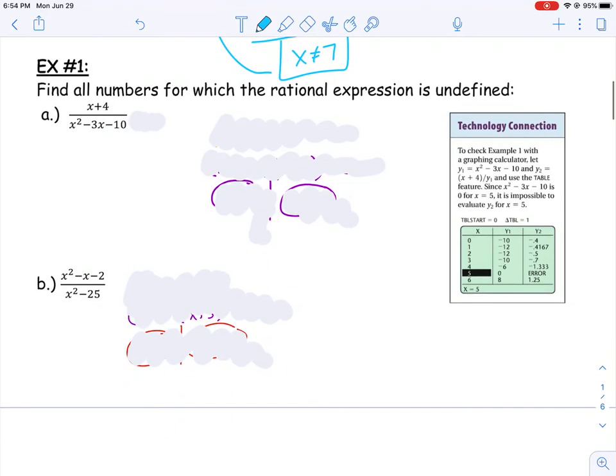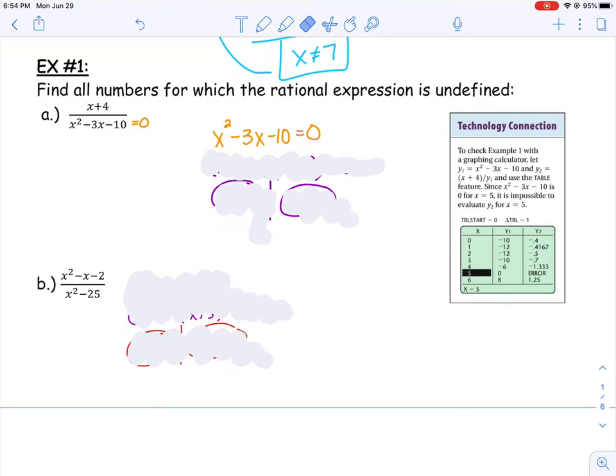Let's do an example. Example number 1 says, find all the numbers for which the rational expression is undefined. So remember, when we have a rational expression, we have a denominator, and that denominator can never, ever equal 0. So let's set it equal to 0 and figure out what x can't be. So when I take that denominator, my x squared minus 3x minus 10, and set it equal to 0, this kind of looks like last chapter, where we can solve by factoring. We already have everything to the same side. It's in order. Make sure you look for a GCF, and then make sure you continue following your steps for factoring. This one looks like a basic factor problem.